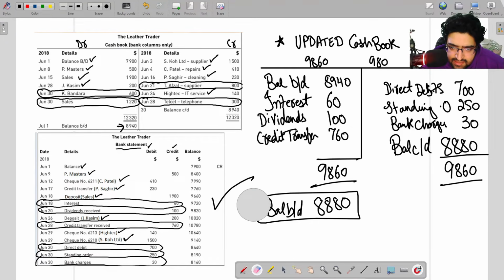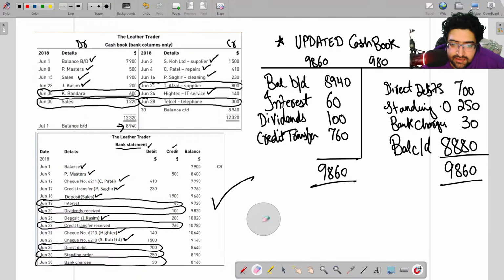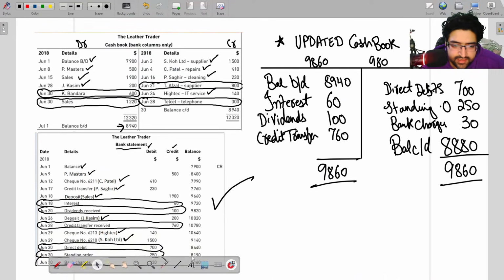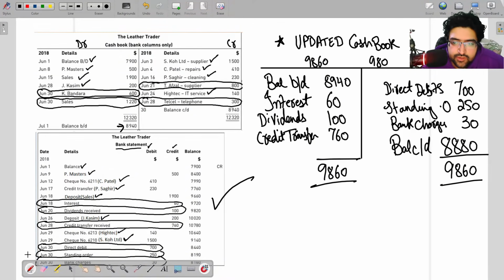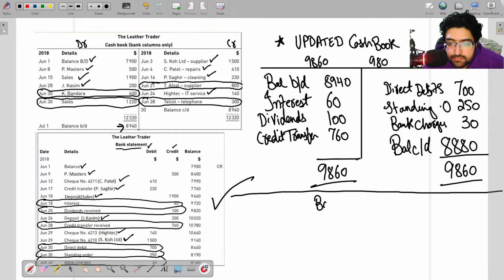I'm erasing this because I need space here to do some working. Let's move this a bit. Okay, never mind. This space is enough. I can do it here. Okay, so now I will prepare the bank reconciliation statement here.